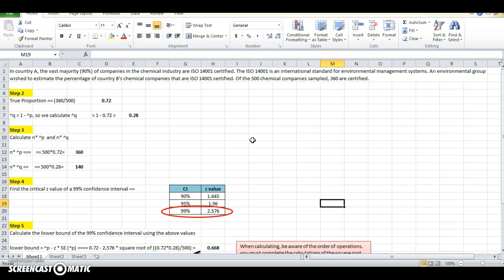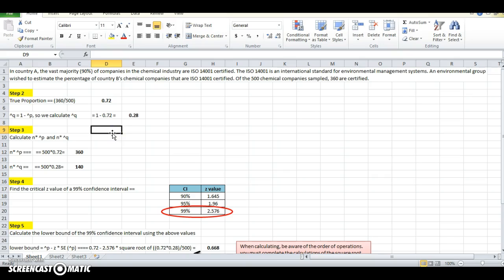But first, we have to do it through a series of steps, and we're starting here, similar to your homework from this past week, talking about the true proportion. What does that mean? It's similar to probability, where you're taking the 360, which relates to certified, divided by n, which is the sample size in this case. So 360 divided by 500 is 0.72, and that's your proportion, p.